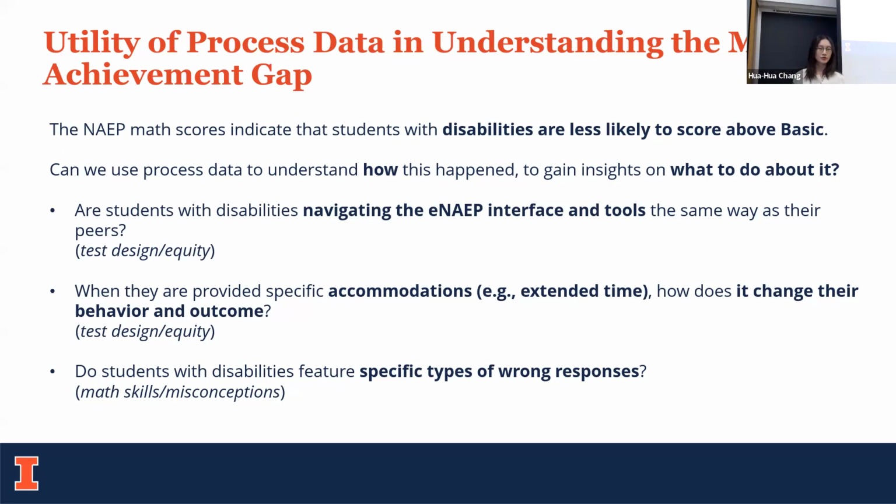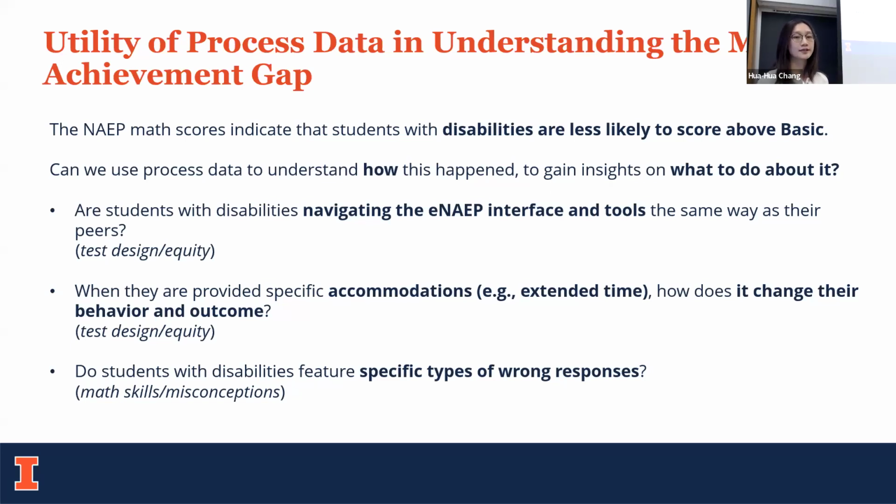And if there are issues with the task design and the equity of the interface, can we try to make the interface more fit? Example questions we might be able to answer: are students with disabilities navigating the NAEP interface and tools the same way as their peers, which has consequences for test design and equity? Right? We want to make sure that whenever we have a new platform for taking the test, all the students are using it and benefiting from it the same way.